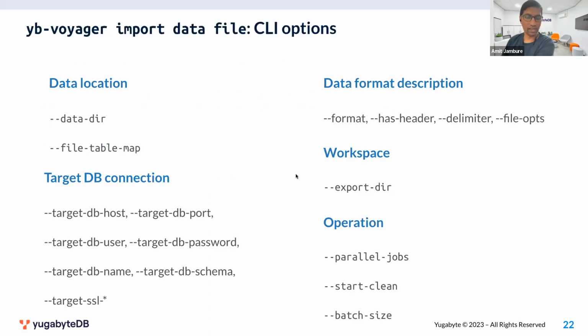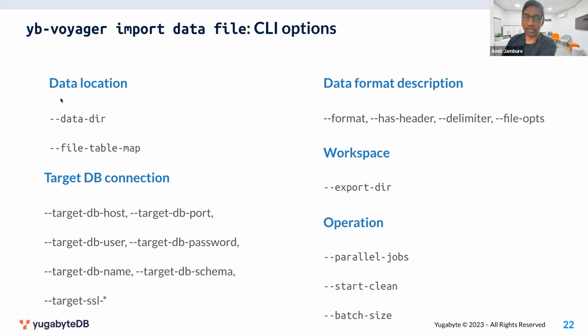Okay, next. Voyager is a single standalone executable. It's a native program. It's not a script. It has these subcommands, such as import data file, and all the information required to import the files is provided as CLI options. There are lots of CLI options, but if you group them into logical groups, they are fairly straightforward. Because you are going to import into the Yugabyte database, you need to provide all the connection details: the host, port, username, password.